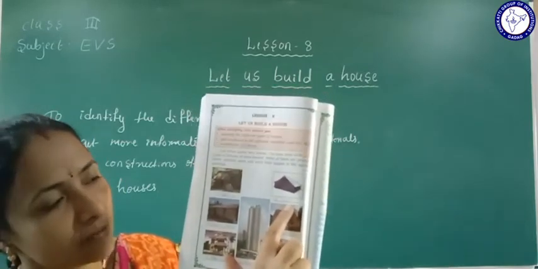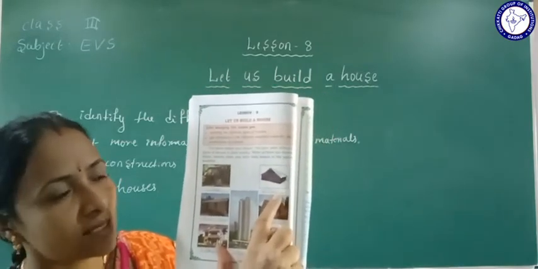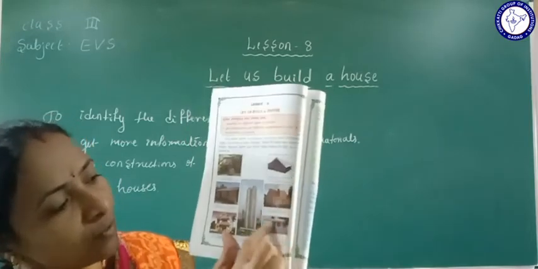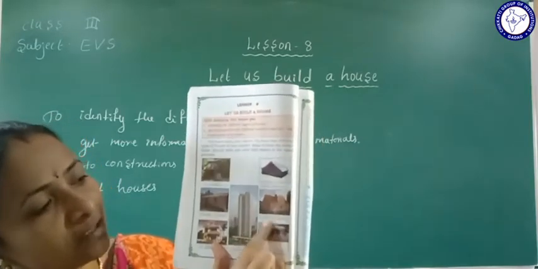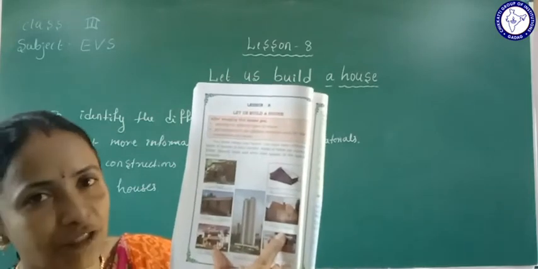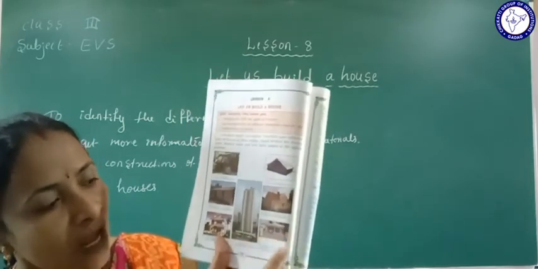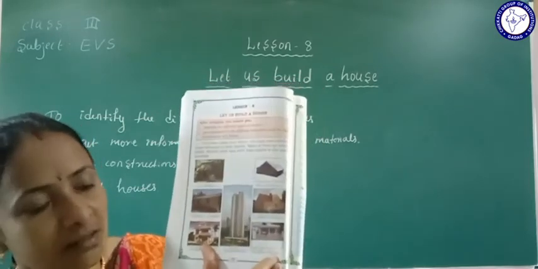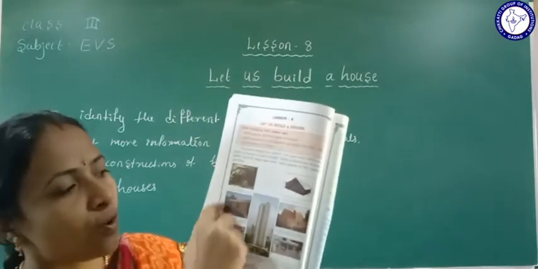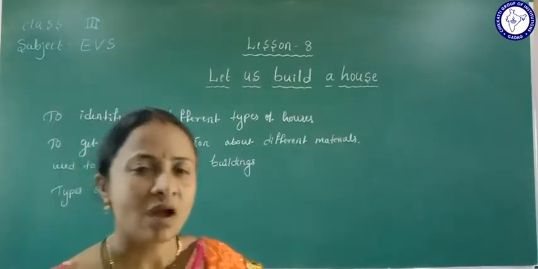What do we call this one? This one we call a tent house. The sixth one given here we call a detached house. And the last one is the farmhouse. So these are all the types of houses.